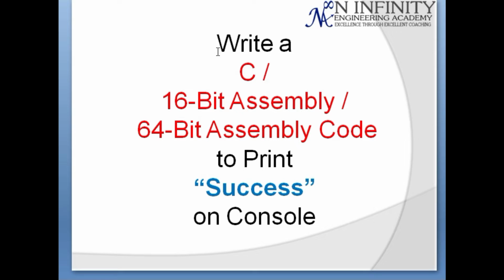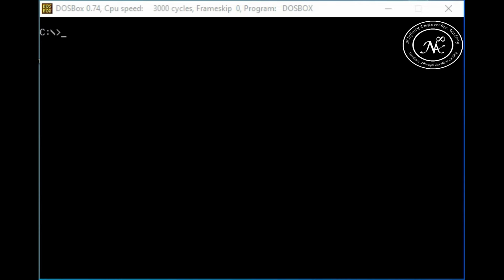So the program I will be using is: write a C or 16-bit assembly or 64-bit assembly code to print success on console. First, let us try to understand how we can do it with the help of C code, followed by 16-bit assembly with TASM and 64-bit assembly with NASM. So let us move into the discussion of the life cycle of a basic C program. I'll be showing you this with the help of Turbo C.